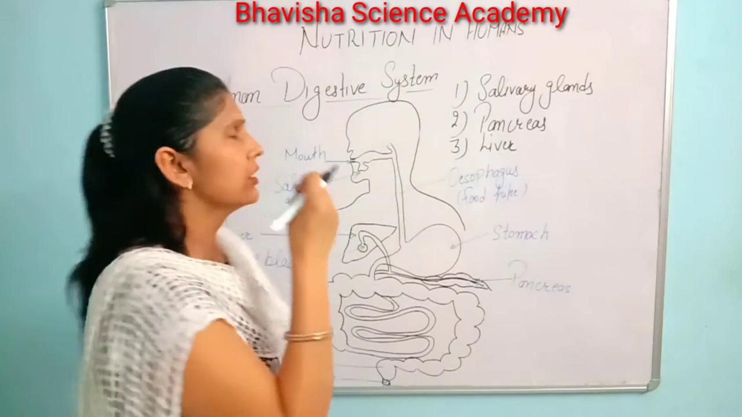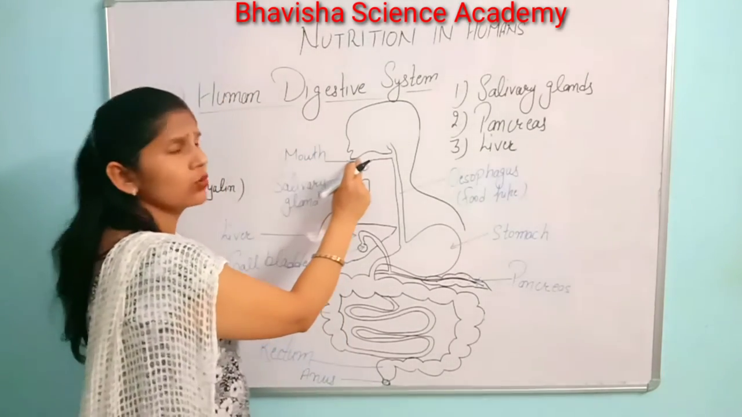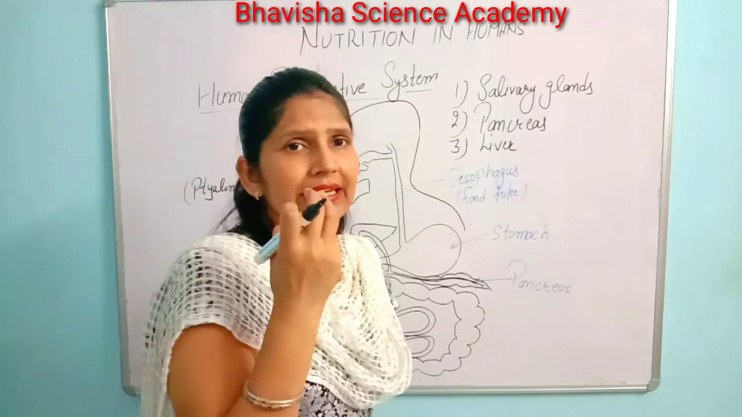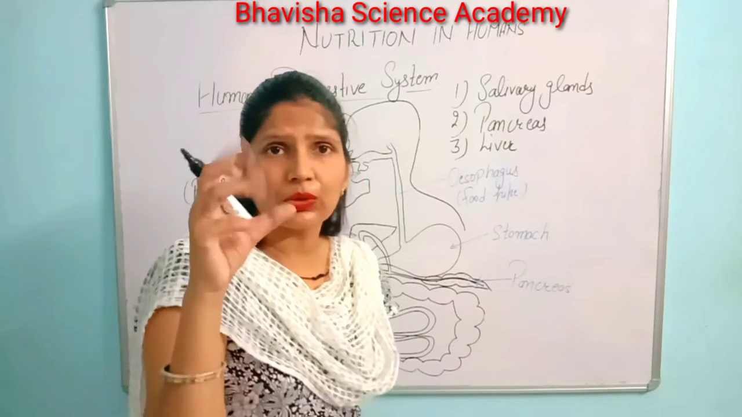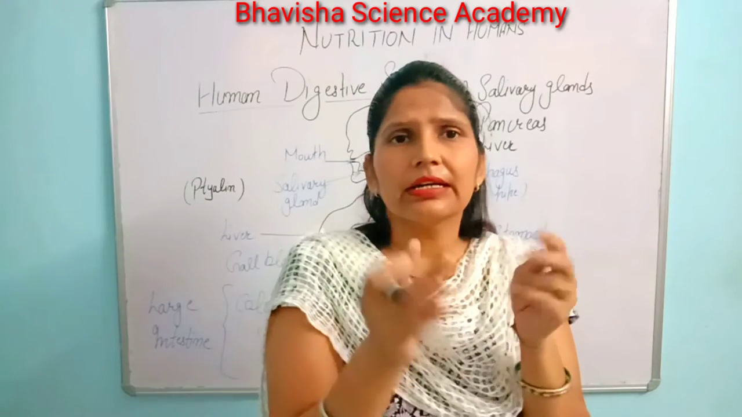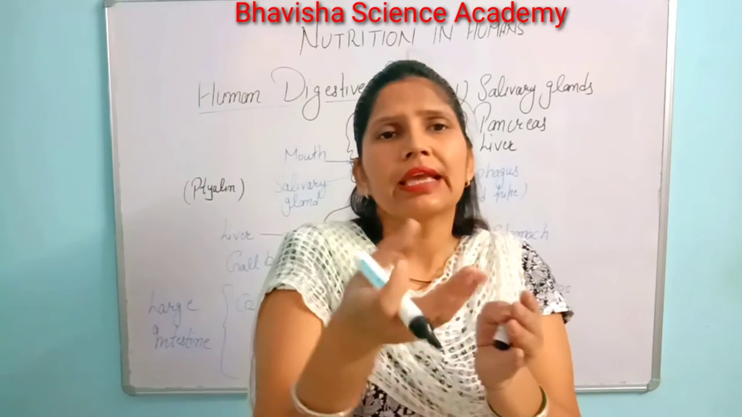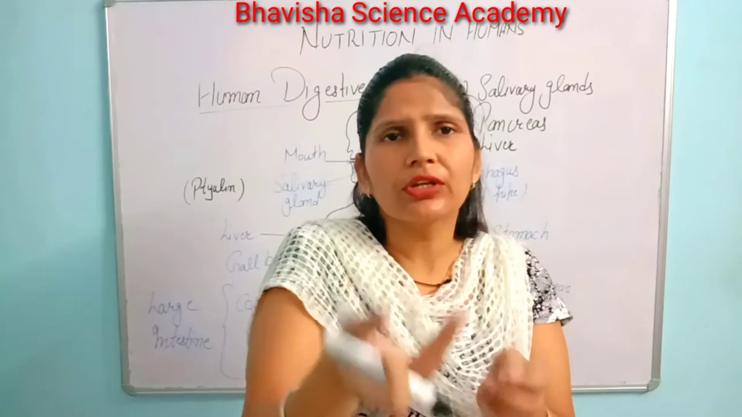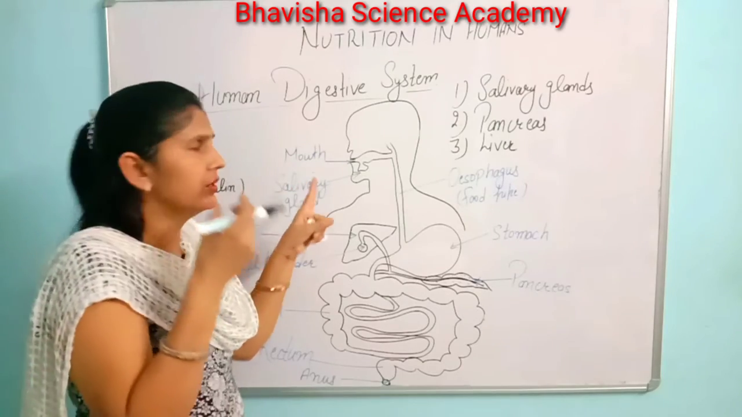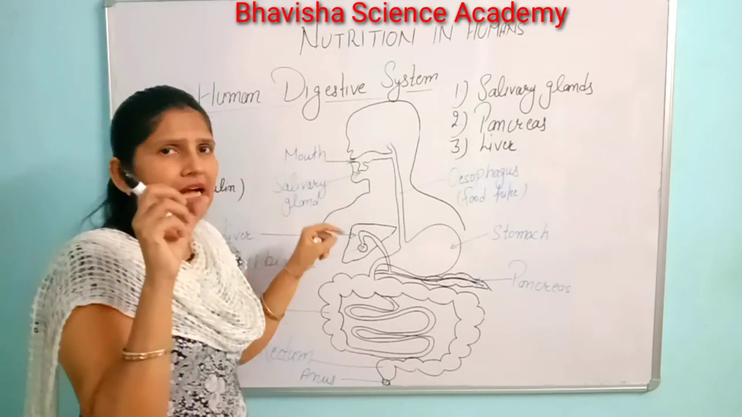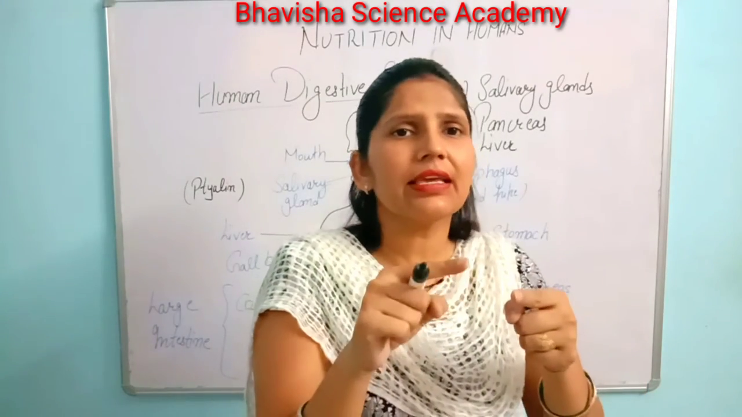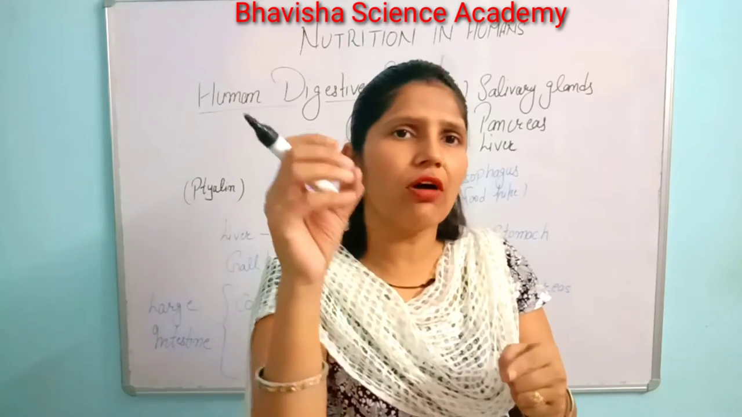Firstly, we take the food into our mouth. In our mouth, we have teeth and tongue. What is the function of teeth in our mouth? To cut the food into smaller pieces. And the tongue helps in mixing the food and making it fluffy and soft to swallow easily. When we take a bite of any type of food, our teeth start to cut it into smaller pieces, and our tongue helps mix it and make it soft and fluffy.